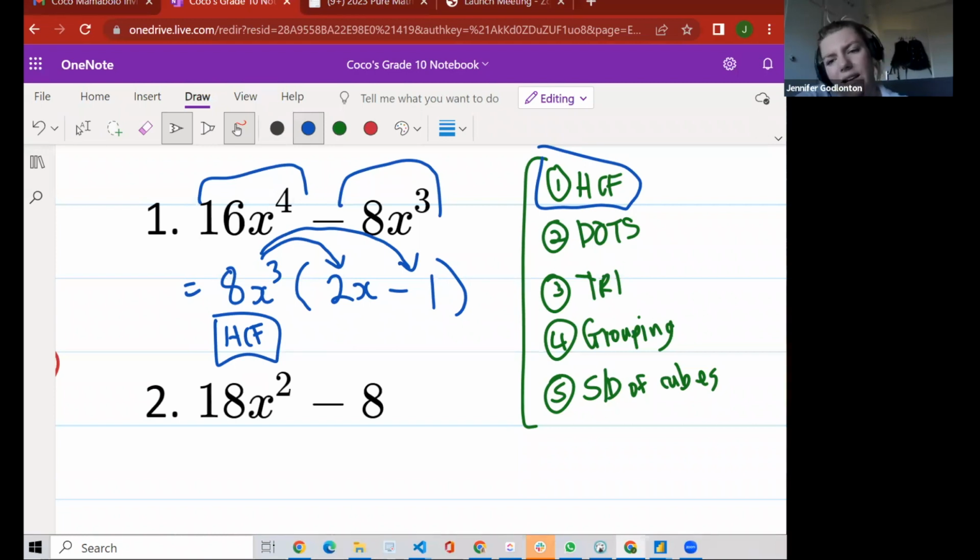Yes, Namaza, how can I help? Sorry, ma'am. Instead of saying 8x cubed, I said 8x squared and then open brackets. Okay, I see my mistake. Never mind. No, it's okay. I mean, you did take out a factor, you just didn't take out the highest factor. So there was something more we could take out.